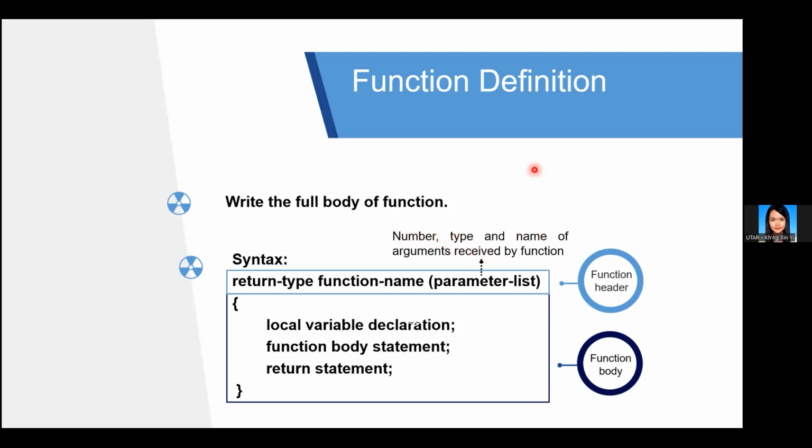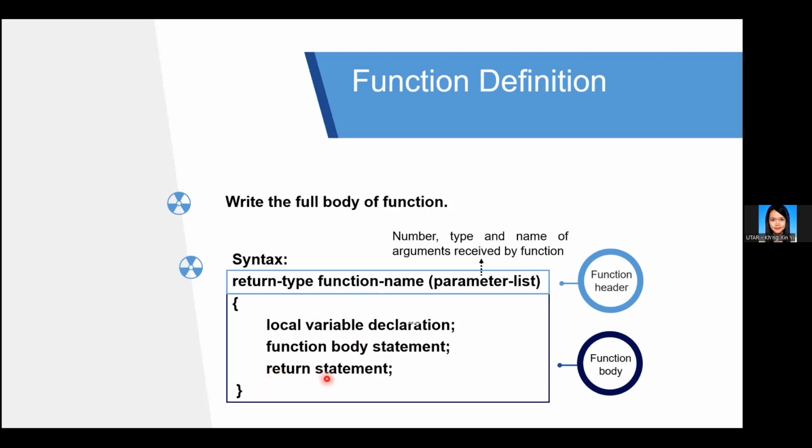But for the function definition, you have to mention the number, the type, and also the name. Then inside the function body, which is pretty important for us, we include local variable declarations. They are called local because these variables can only be used within this function. We also include function body statements, which are the code used to perform a single task.